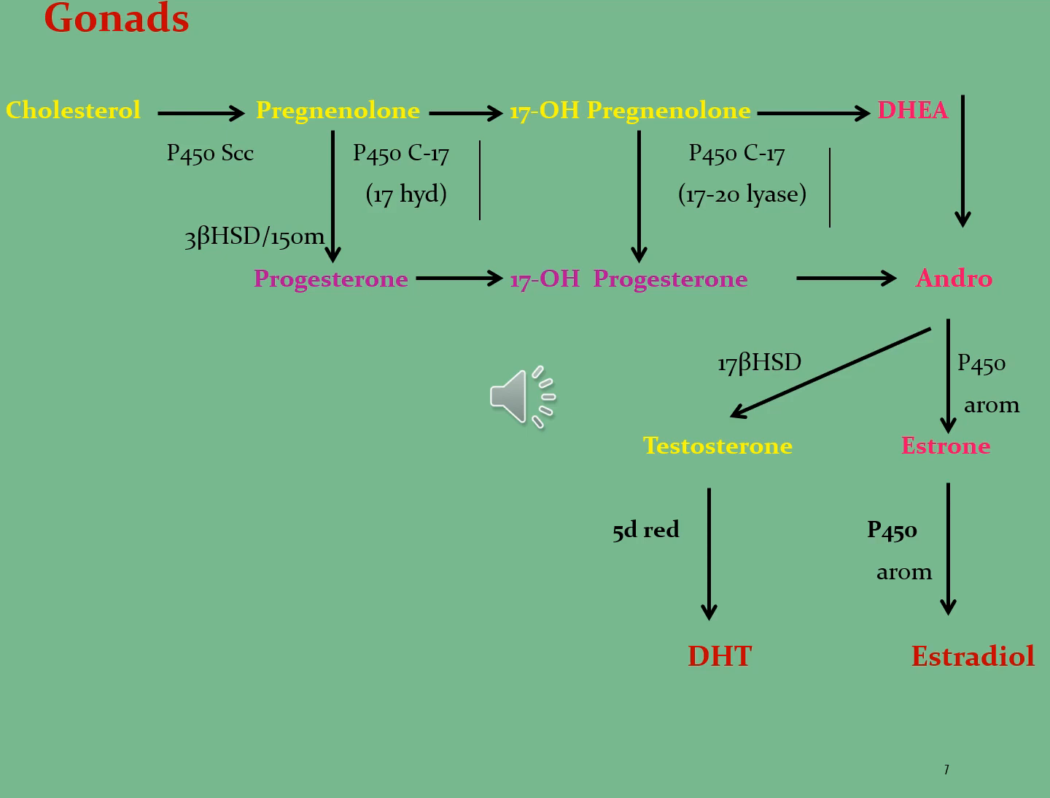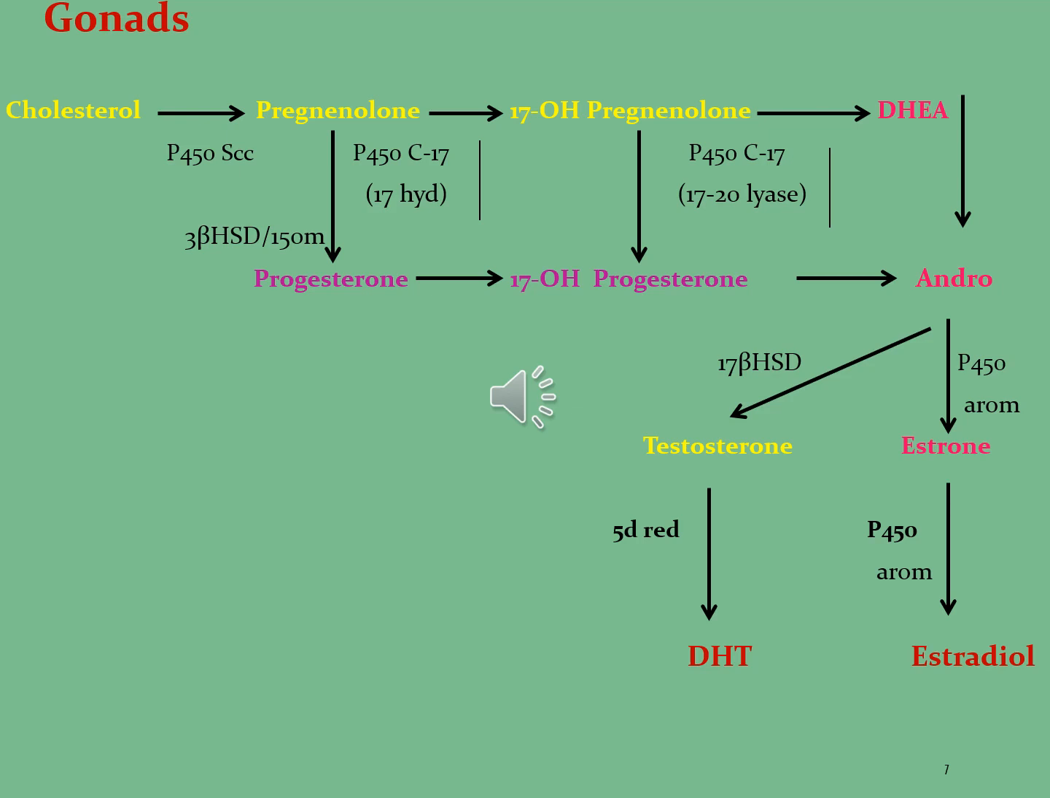Let's see how different kinds of hormones are synthesized within the gonads. Cholesterol is a precursor which is used for the conversion of pregnenolone by the effect of the P450 enzyme SCC. In the second step, the pregnenolone is further changed into 17-hydroxypregnenolone by the effect of enzyme P450 C17, that is 17-hydroxylase, which has been discussed in the previous slide.